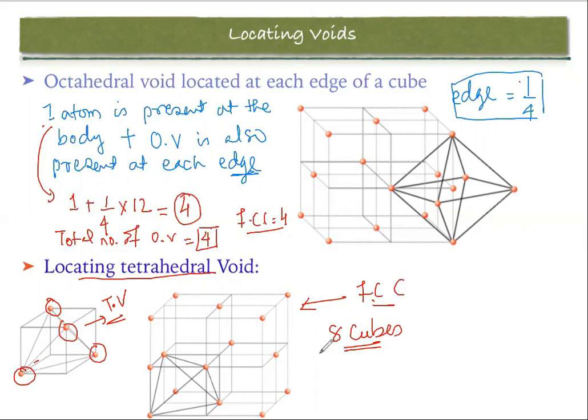As we already calculated, in a small cube, the total number of tetrahedral voids is 1. This is nothing but your simple cube, and a total of 8 cubes are there. So how many are there in the total FCC? In a small cube 1 into 8 gives us 8. So 8 tetrahedral voids are present.